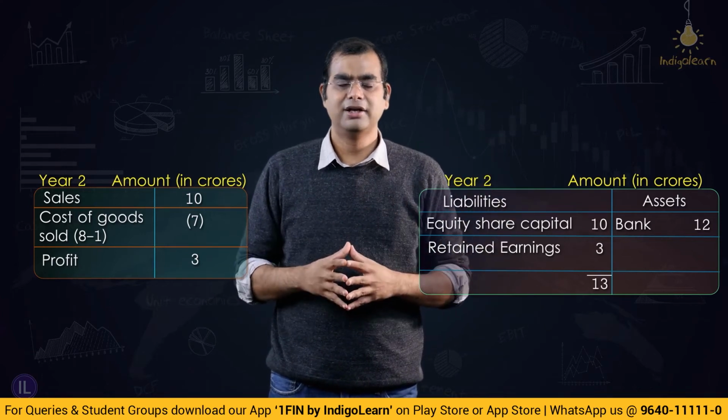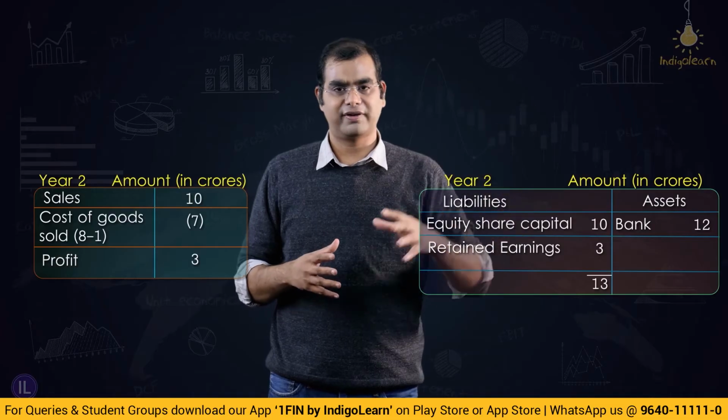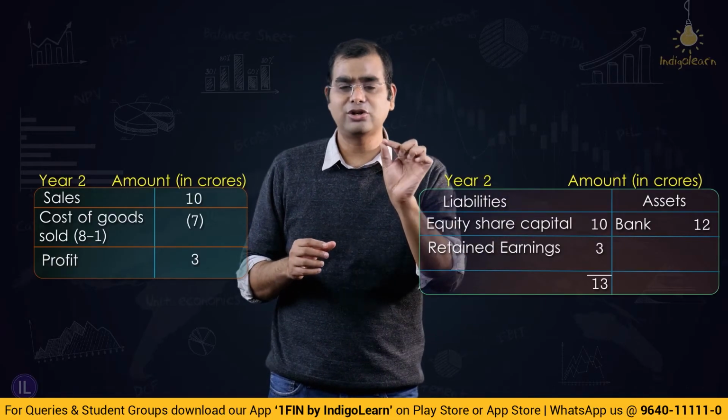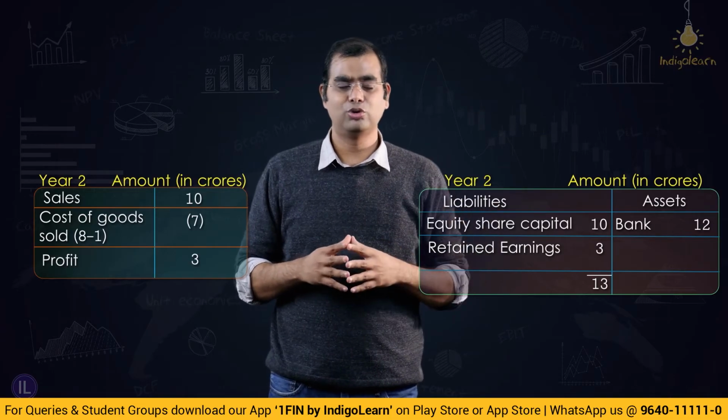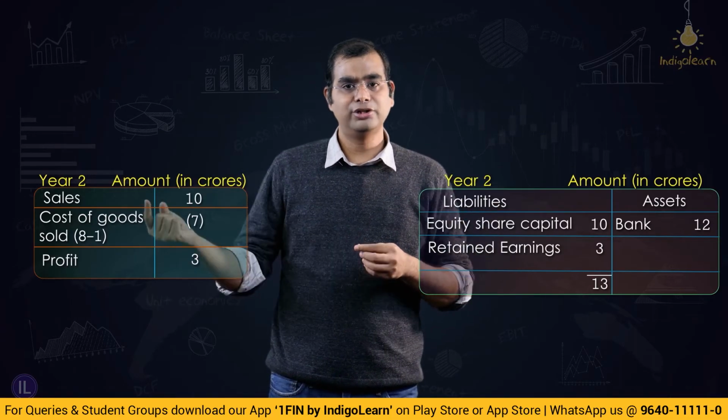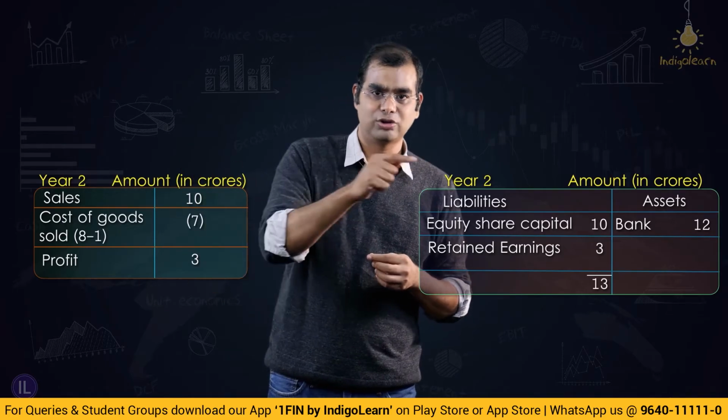How much did you spend? We had 10 crores of cash. We purchased 8 crores worth of items. So 8 crores went out, right? So you have only 2 crores left, correct? But you sold it for 10 crores. So the 10 crores came back to you.